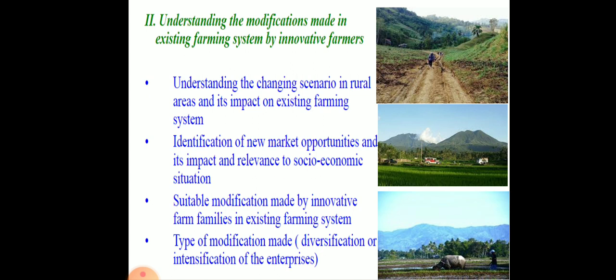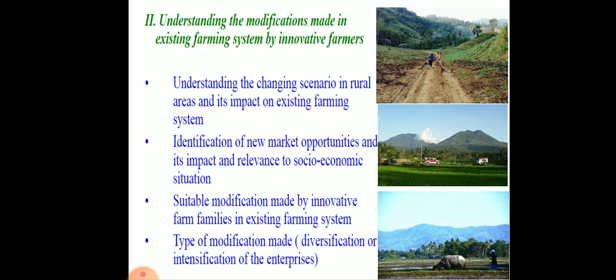Suitable modification made by innovative farm families in the existing system. Some observations of the farms, like for example, here in Lamot, there are a lot of organic farms that are innovative. And some farms already are for tourism. So, it is an indirect income from farming. Okay? Aside from the common type of farming system. And the type of modification made: diversification or intensification of enterprise.